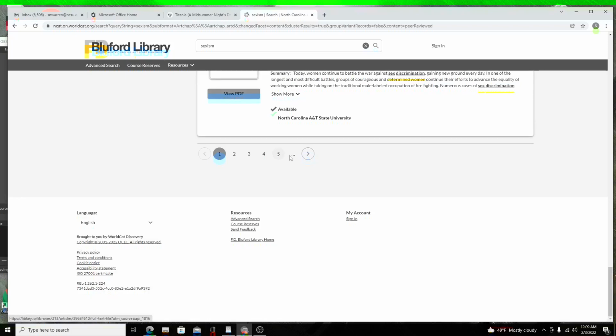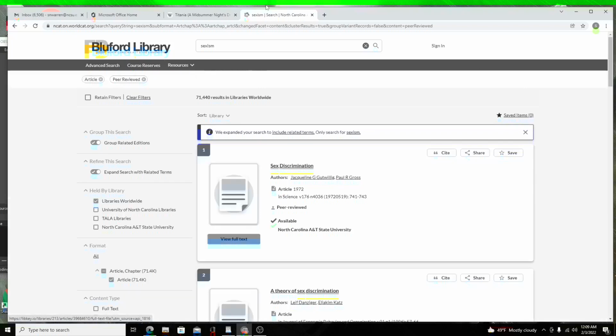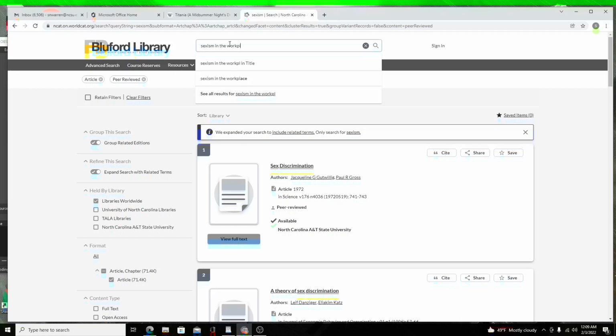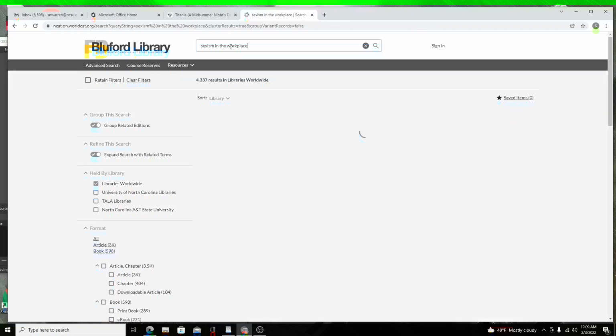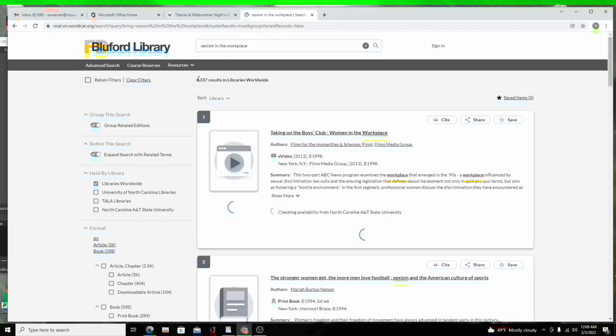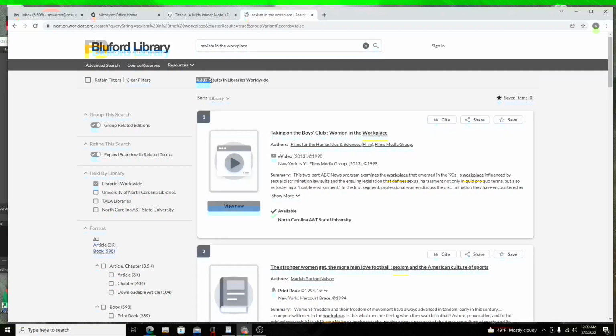Now, say for instance, you're looking through this, you've gone through the pages, and you still can't find what it is that you really are wanting to talk about, right? This is where you vary key terms. We could stick with sexism and do sexism in the workplace, right? Maybe you actually want to focus in on the workplace, and watch this. Now you've gotten more specific. You have 4,000 results, right? Now you don't have to go through 70,000. You can go through 4,000.